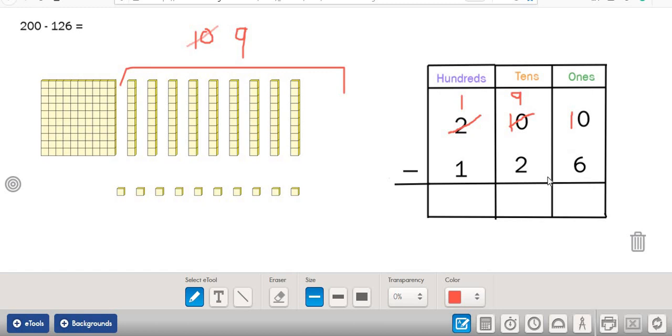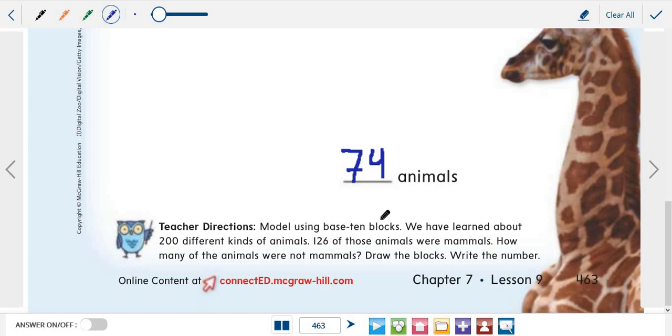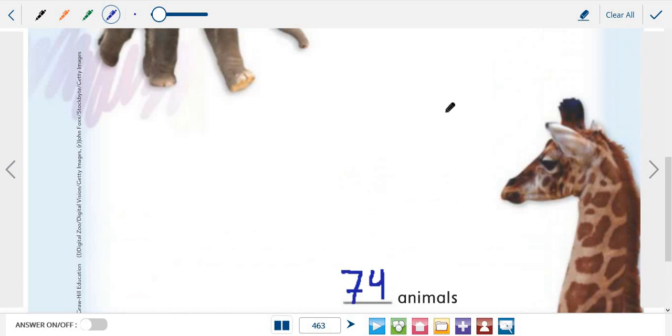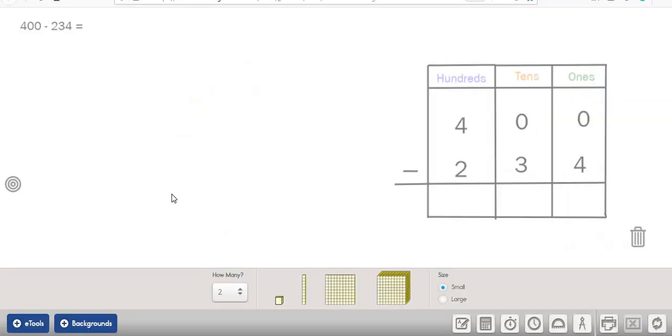Now 10 minus 6 equals 4. Great job, grade 2. 9 minus 2 equals 7. So interesting. And 1 minus 1 equals 0. So 200 minus 126 equals 74. So 74 animals were not mammals. Now, please, grade 2, be sure to write the answer here and draw your model in this space. If you finish, let's solve another example.